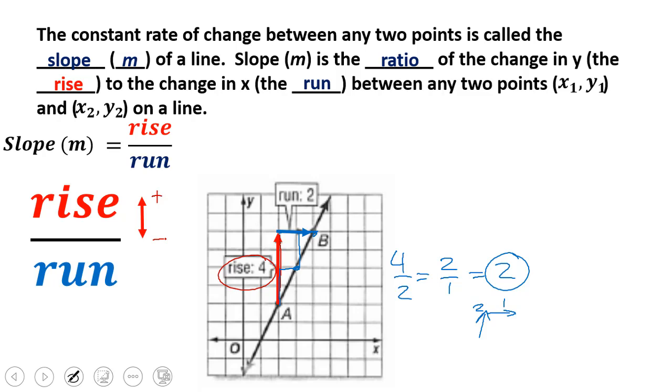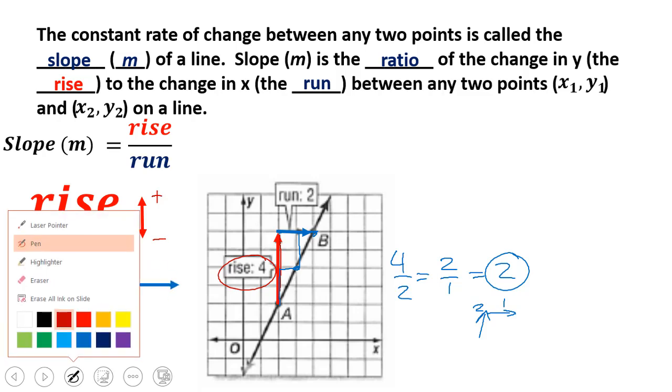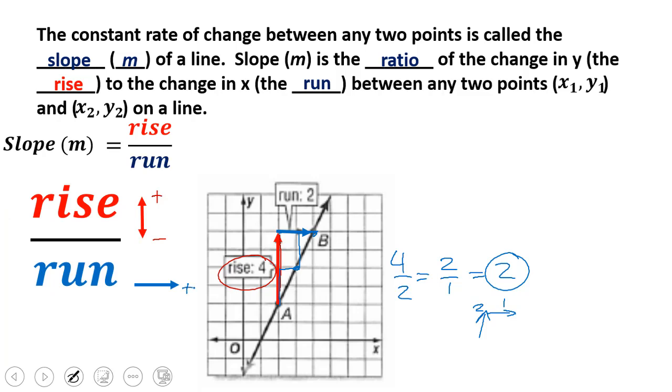And we always, always, always run right. And running right is always positive. So no matter what happens, you will be able to simplify slope so that the negative or positive is in the top, and there's always a positive in the bottom of our ratio of slope, rise to run.